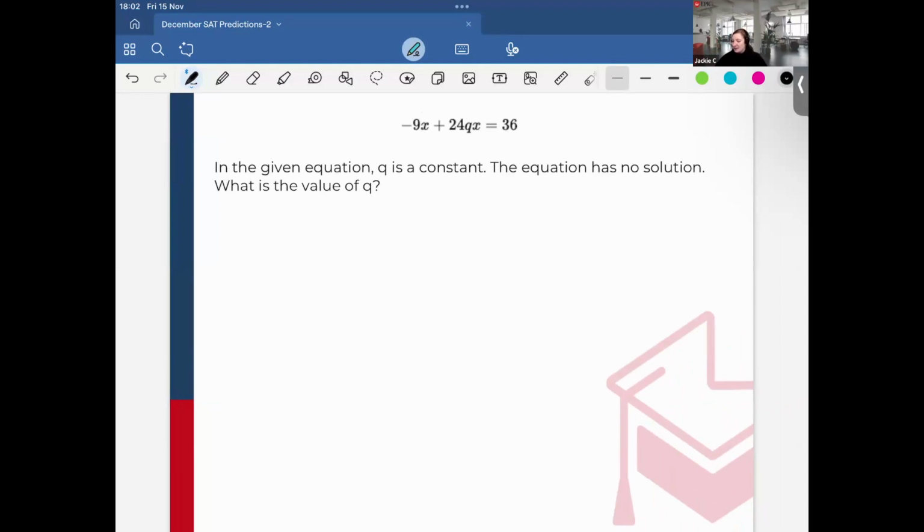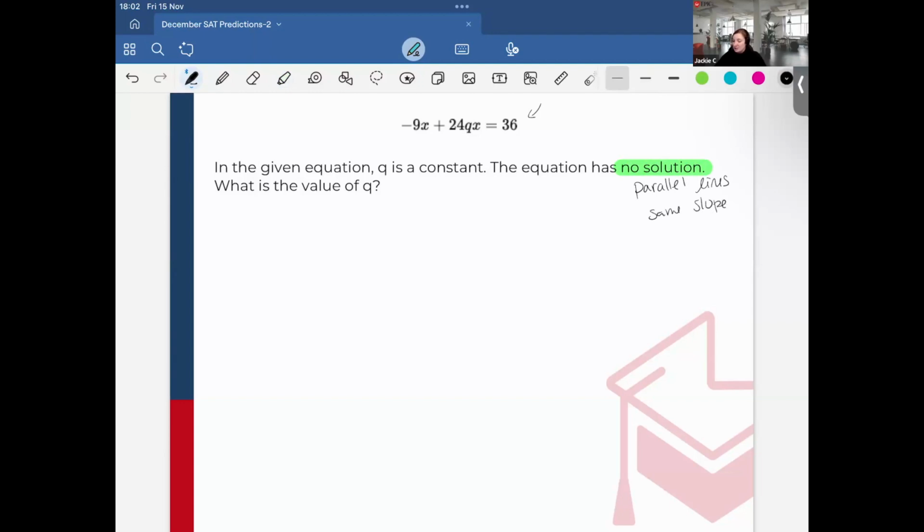So first here, in the given equation, q is a constant. The equation has no solution. What is the value of q? Whenever I see no solution and I recognize that there is a linear equation happening, that leads me to believe this is a parallel line, and parallel lines always have the same slope.